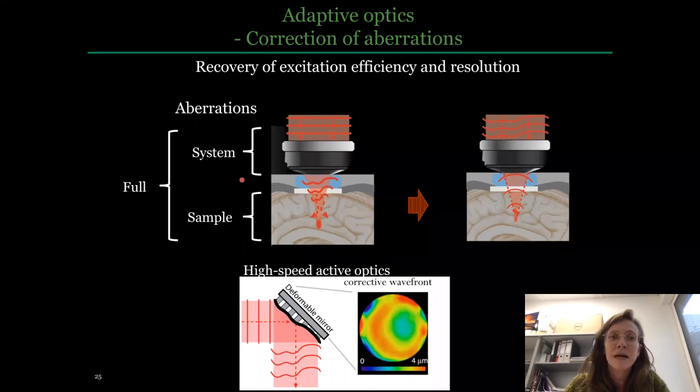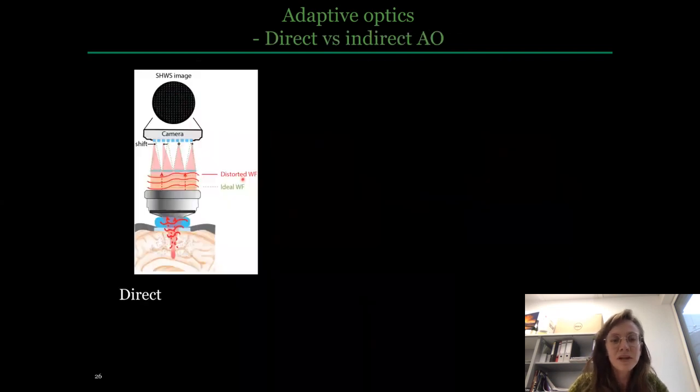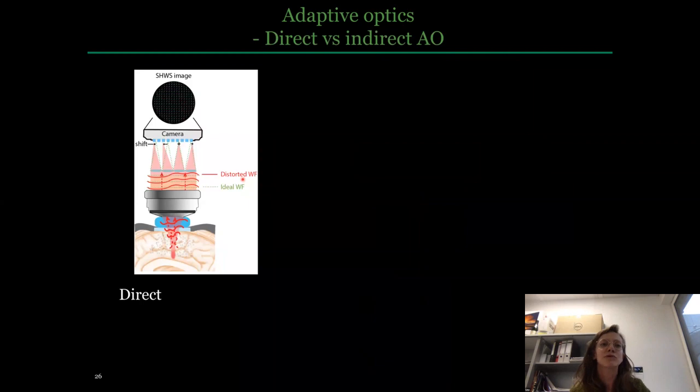But the main challenge in adaptive optics is to find the correct input wavefront. And there are two main approaches to sense the wavefront: direct and indirect wavefront sensing. Direct wavefront sensing has already been combined with two-photon microscopy to correct for aberrations in the in vivo mouse brain, which was mainly demonstrated by the groups of Nagy and Kleinfeld.